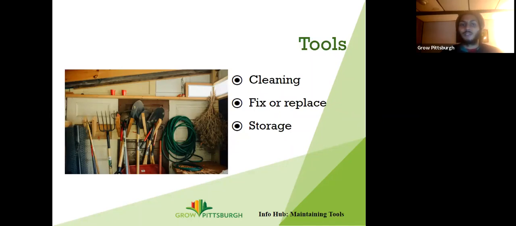Tools. When it comes to tools, like I said, my favorite tool is the stirrup hoe, but there's all sorts of specialized tools out there that you can use. A trapezoid hoe is another one, a top favorite of mine.